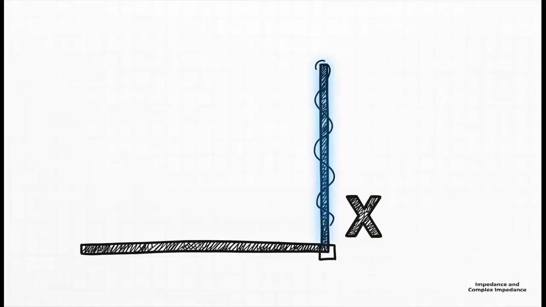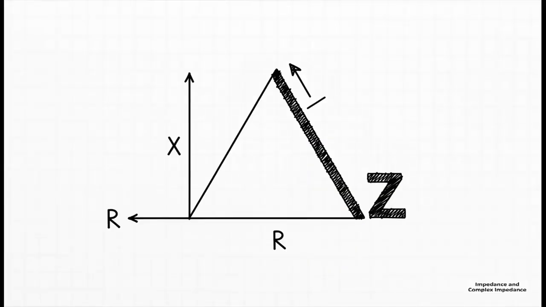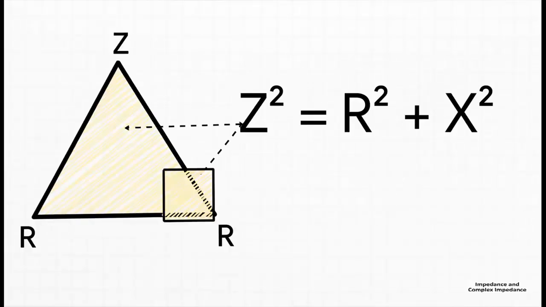perfect 90-degree angle. And finally, the total impedance, Z, is simply the line that connects the start of the resistance to the top of the reactance. That diagonal line, the hypotenuse of our triangle, represents the true total opposition. It's not a simple sum, it's what we call a vector sum. And hey, look at that. We've made a right-angled triangle, which means we can use a formula that probably gives you flashbacks to math class. The Pythagorean theorem. Z squared equals R squared plus X squared. This simple equation is the key to calculating impedance.